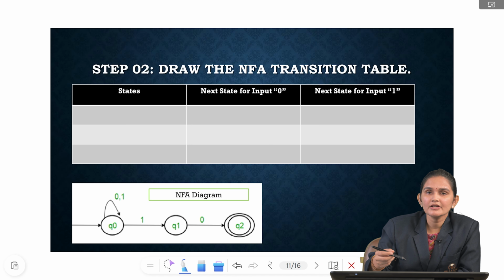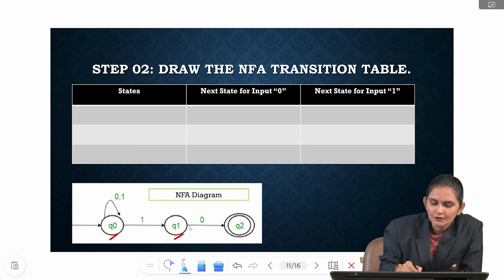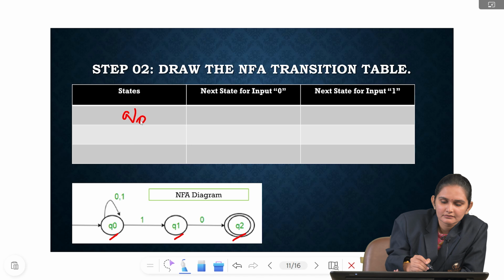Next, as we got the NFA diagram here, let us convert this NFA diagram to a transition table. Here what are the states we have? We have Q0, Q1 and Q2. Let us write them here. Q0, Q1, Q2.